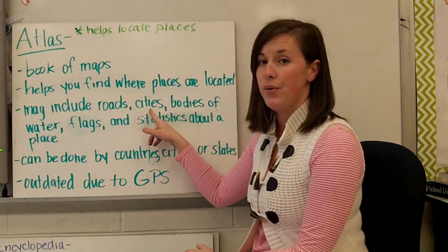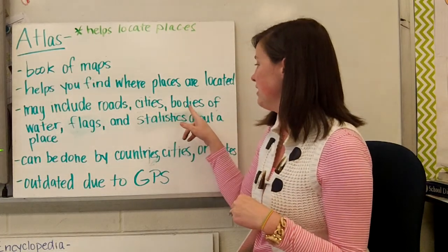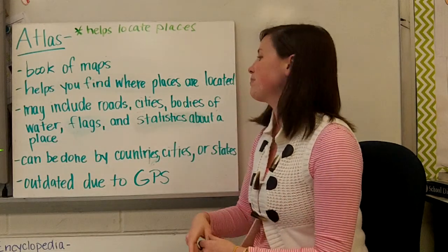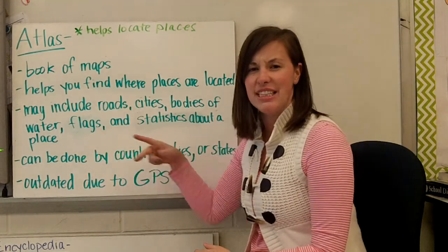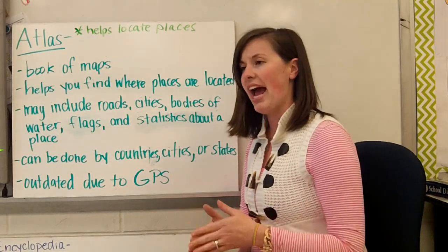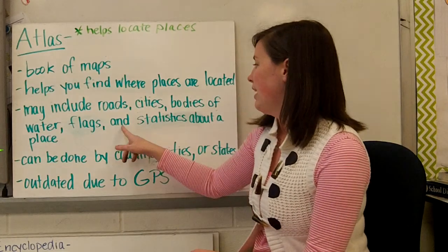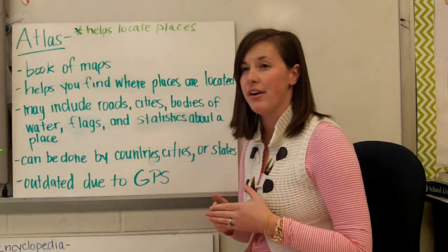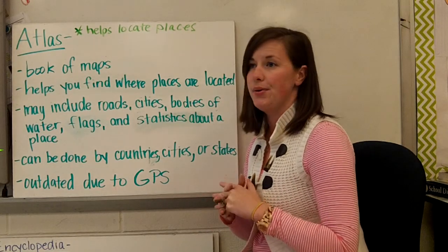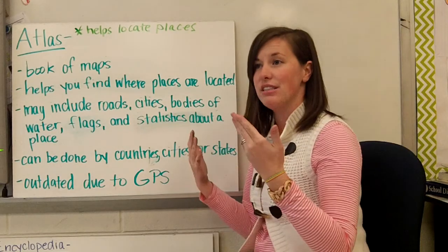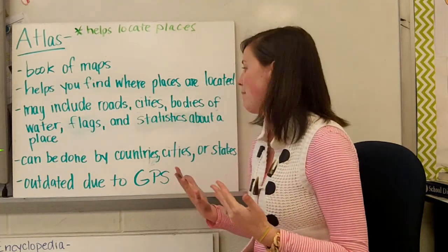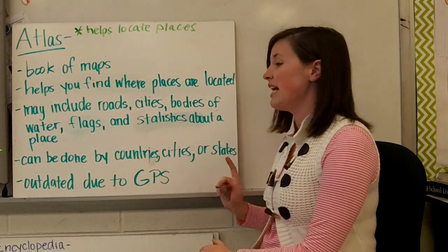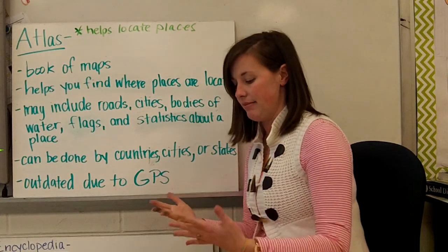It could also be an atlas that contains the cities. It may show you the bodies of water like the Atlantic Ocean or the Pamlico River. It may also include flags, especially if your atlas is broken down by countries. And statistics about a place. So it might tell you how many people live there. It might tell you the elevation, like maybe it's 10,000 feet above sea level, which means it's got a lot of mountains. It can be done by countries, cities, or states, and that's not all the ways an atlas can be made.